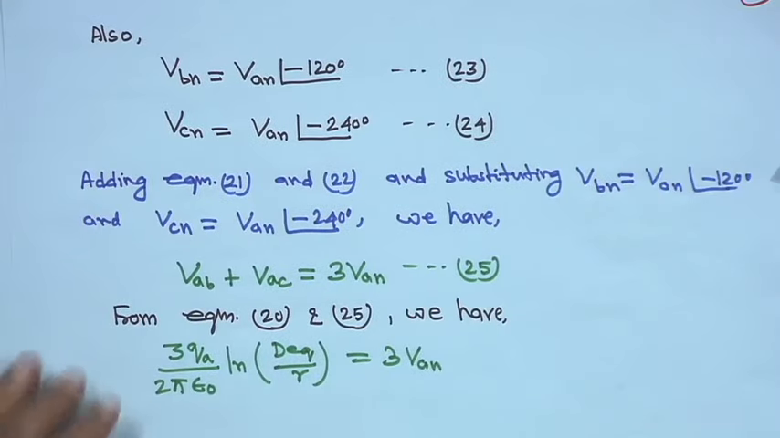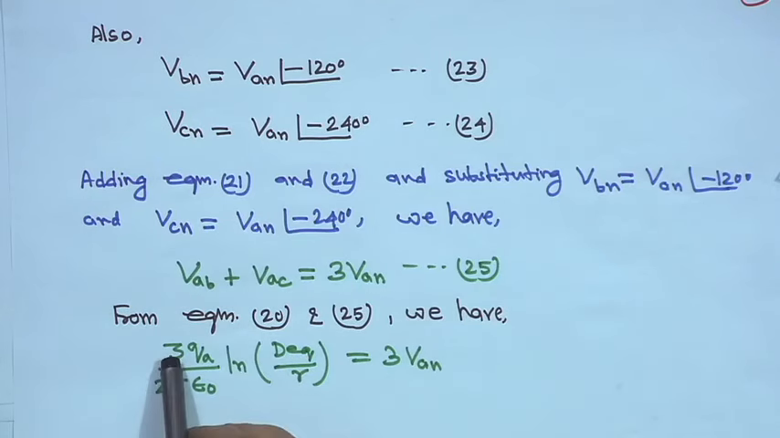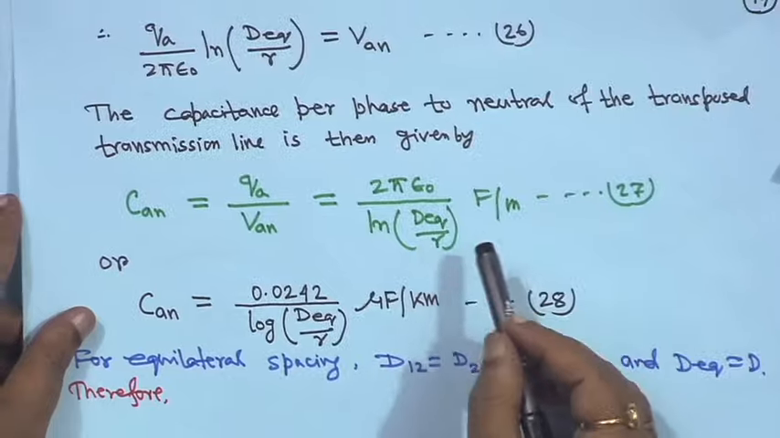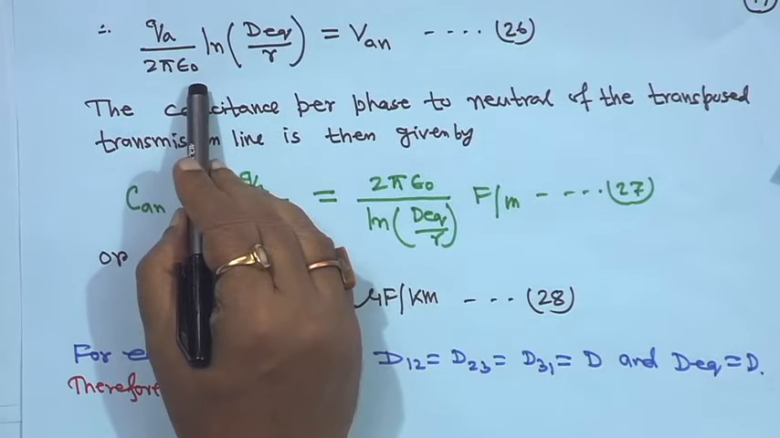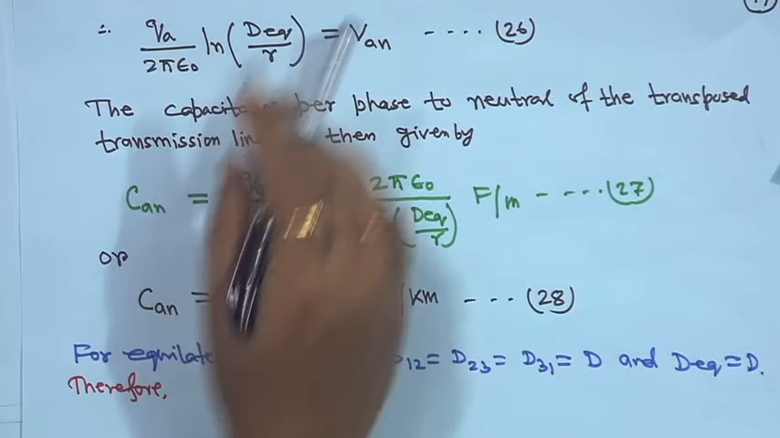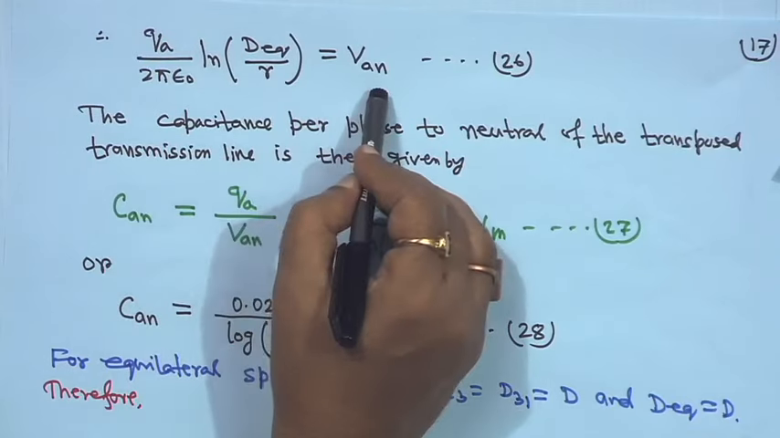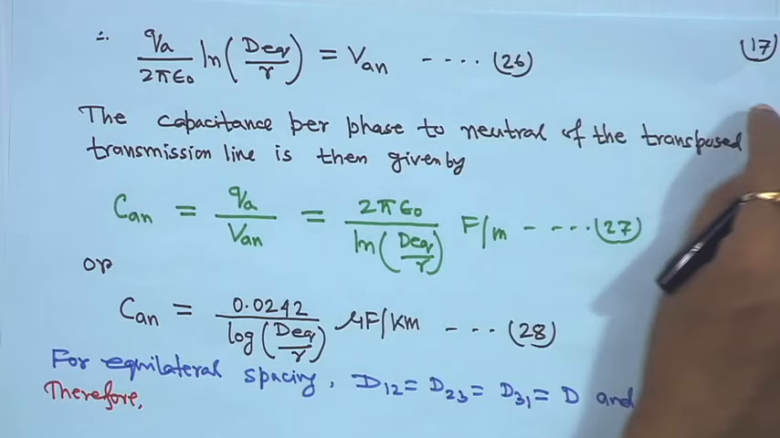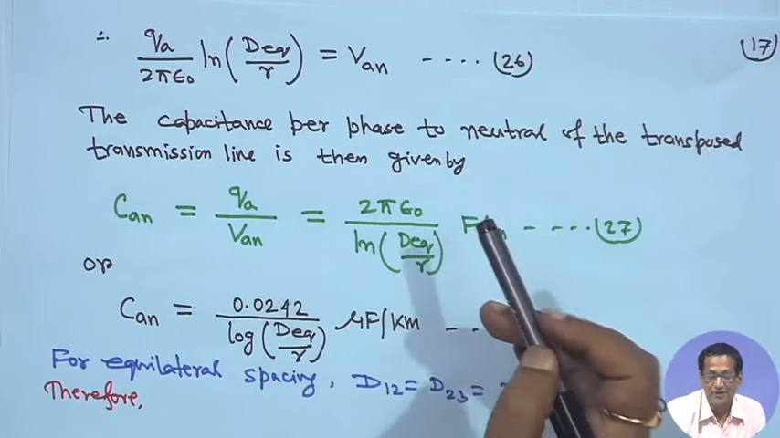Therefore, 3 QA by 2 pi epsilon 0 ln dEq upon R is equal to 3 VAN. So, the 3 will cancel on both sides. Therefore, you can write QA upon 2 pi epsilon 0 ln dEq upon R is equal to VAN, this is equation 26. Therefore, for capacitance, now directly you can use that.